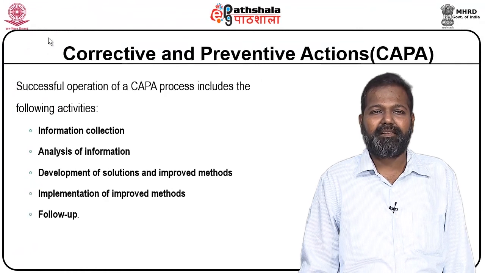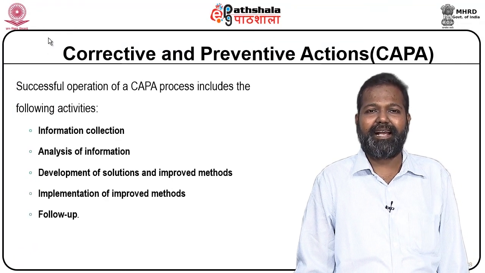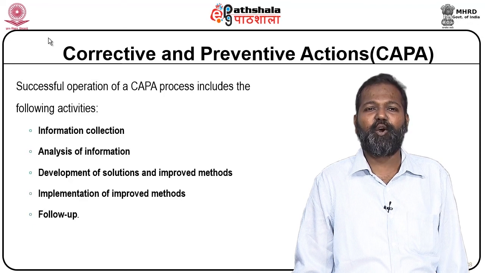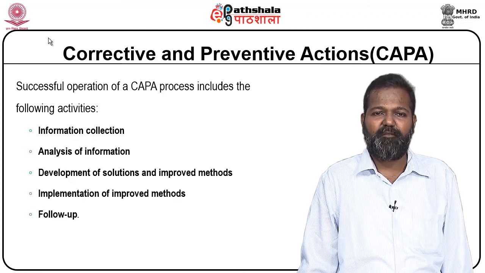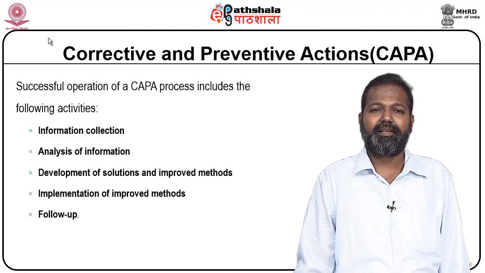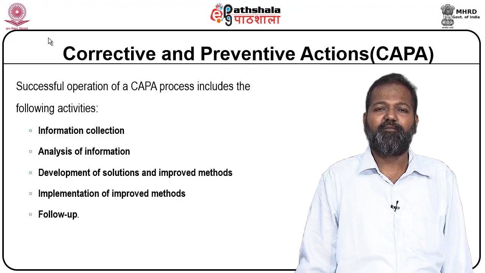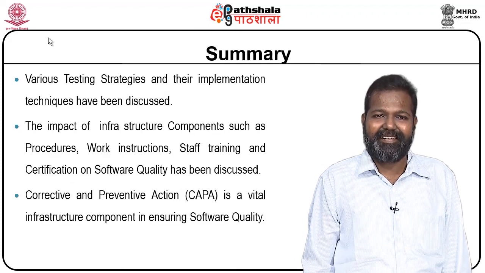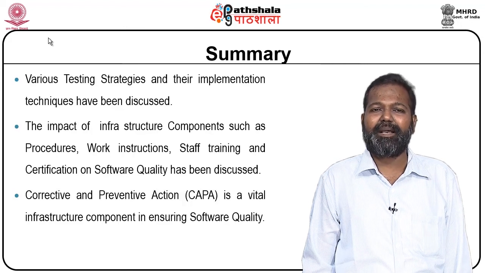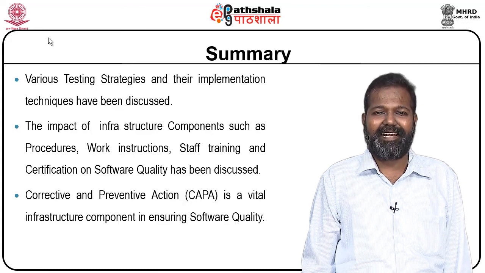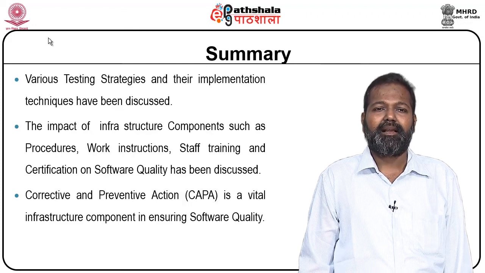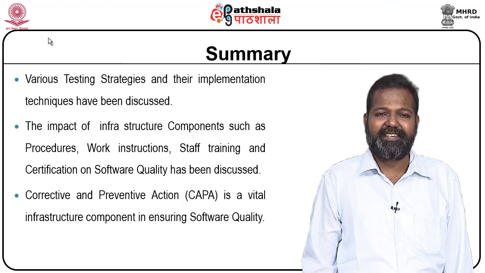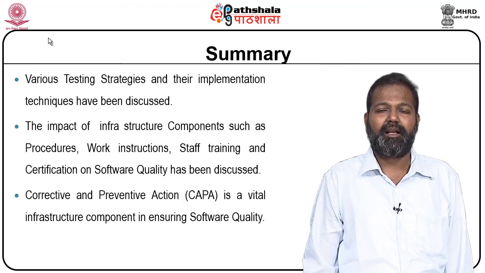Corrective and preventive actions. Successful operation of a corrective and preventive action includes the following activities: information collection, analysis of information, development of solutions and improved methods, implementation of improved methods, follow-up. Summary: various testing strategies and their implementation techniques have been discussed. The impact of infrastructure components such as procedures, work instructions, staff training and certification on software quality has been discussed. Corrective and preventive action is a vital infrastructure component in ensuring software quality.